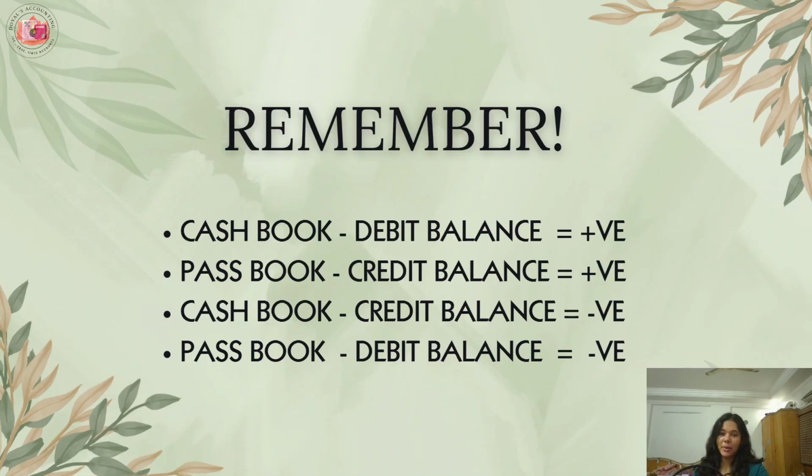Now, remember this. If you don't want to get confused in your bank reconciliation statement, this is your mantra, this is your foundation. In your passbook, a credit balance means favorable. But in your cash book, in our bank account, a debit will be favorable. It is the reverse in the cash book and passbook. So please remember this.